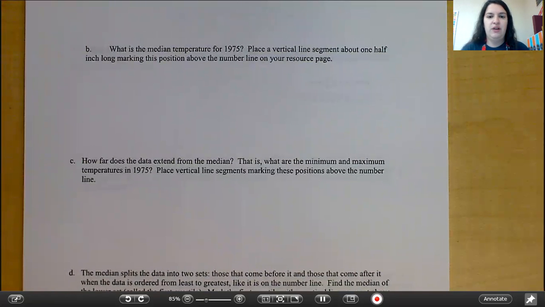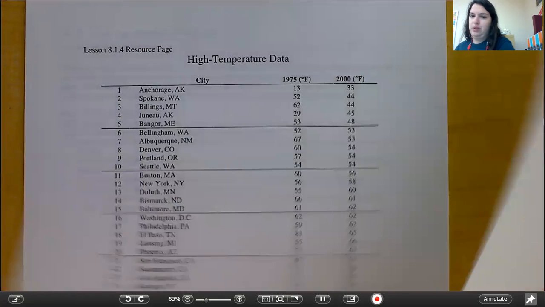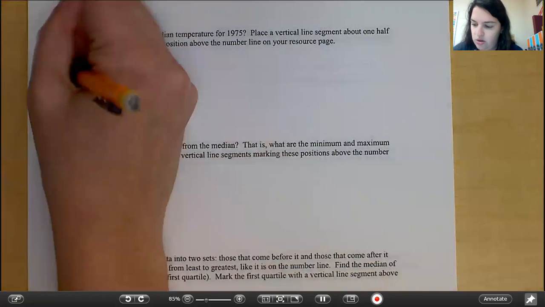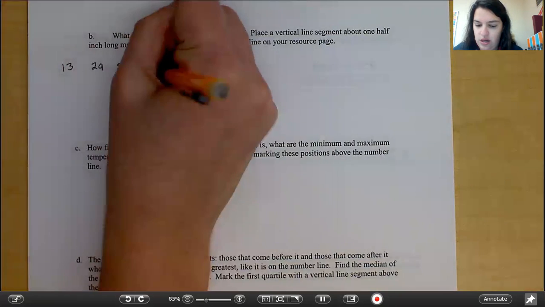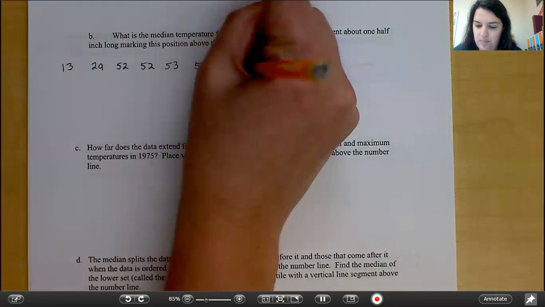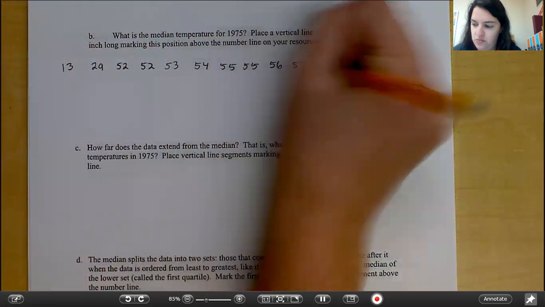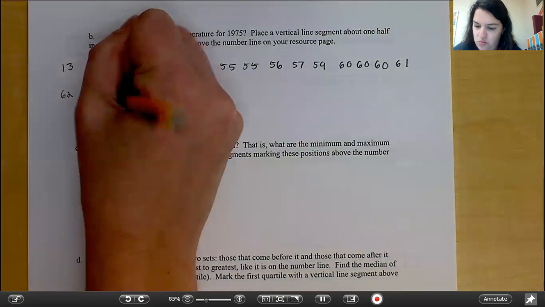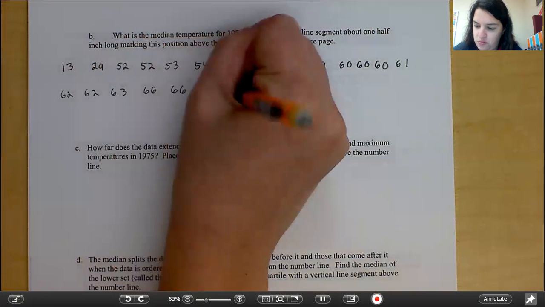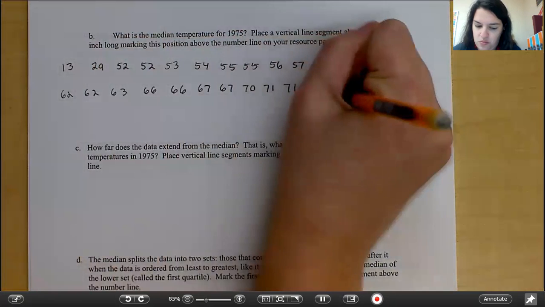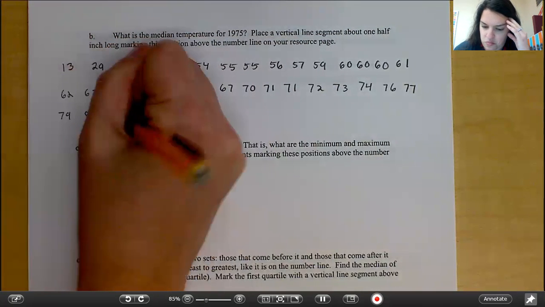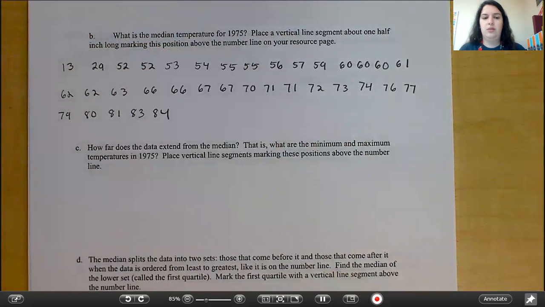So what is the median temperature for 1975? Place a vertical line segment about 1/2 inch long, marking the position above the number line on your resource page. Remember, median means middle number. So what you should do is list all of these temperatures in order from least to greatest, starting with 13, 29, 52. I have these numbers from my number line. So that is the temperatures in order from least to greatest.